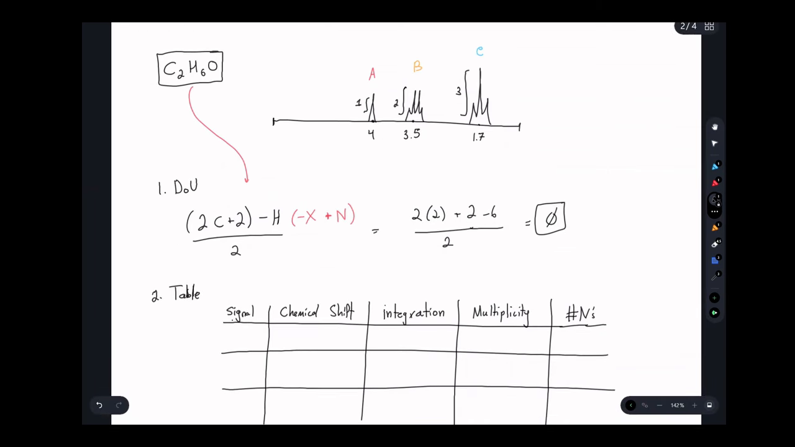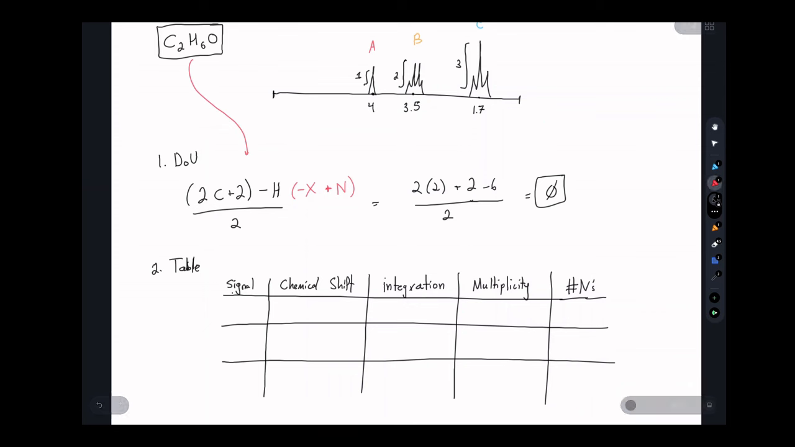Now let's take this table and fill it in. Our signals, I've already labeled them from left to right as A, B, and C. The chemical shifts accordingly are 4, 3.5, and 1.7. At this point, I'm not even really thinking about them. I'm just copying the information, being very careful not to make any mistakes. The integrations are 1, 2, and 3.